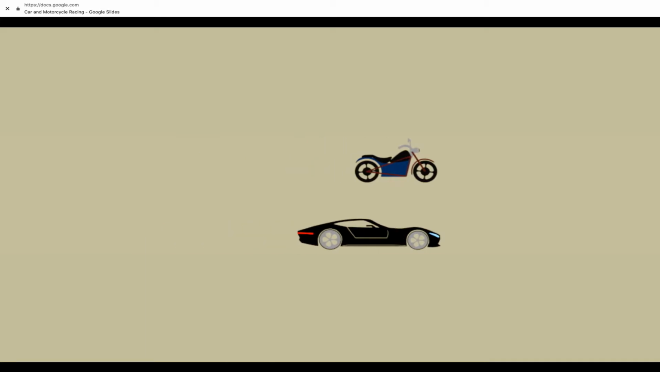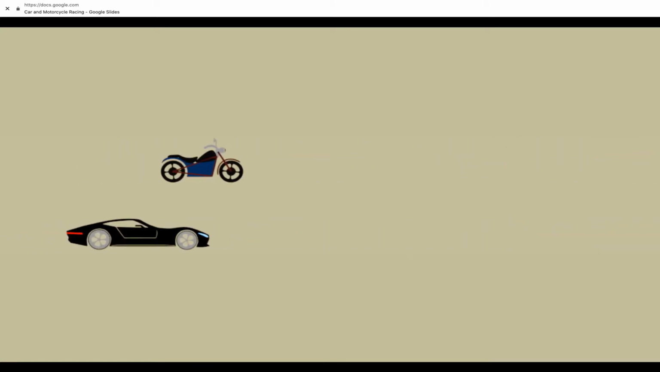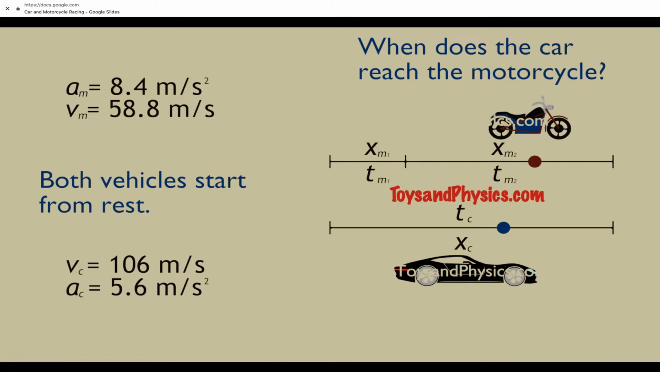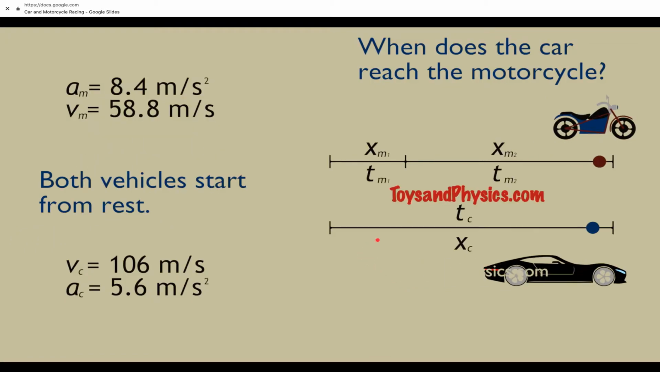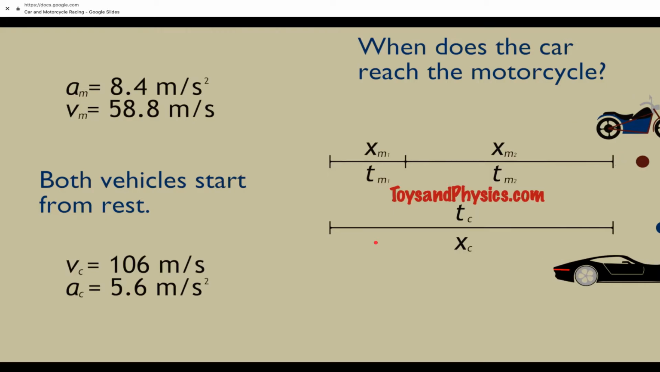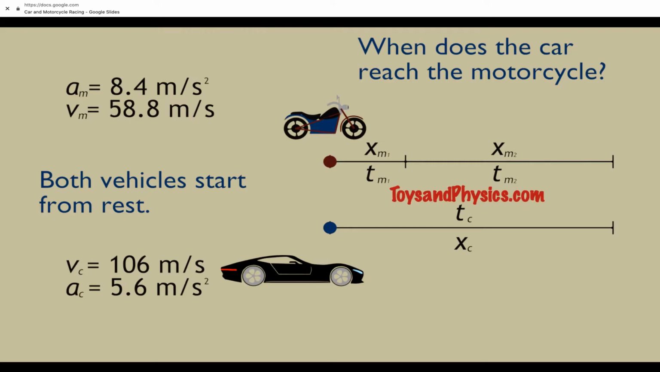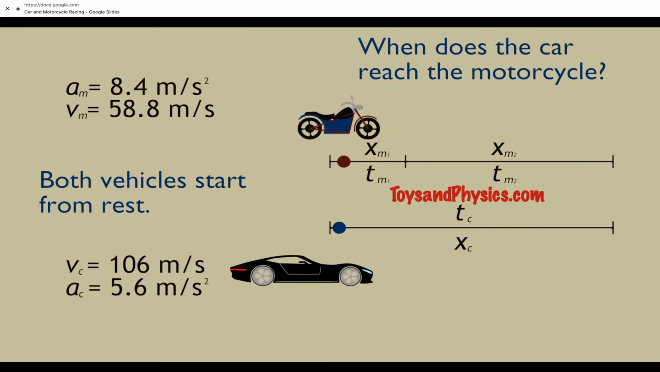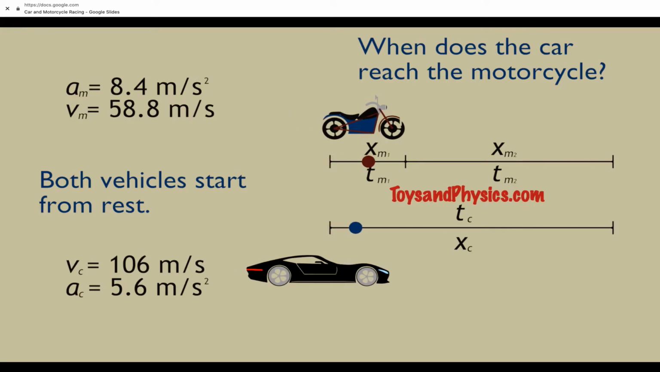So that's the situation we have in front of us, and we want to analyze it in more detail so that we can know when the car reaches the motorcycle, right? That's what we have in our second slide here, and I created this short animation, which is in slow motion. That will help us make a better analysis of what's going on.